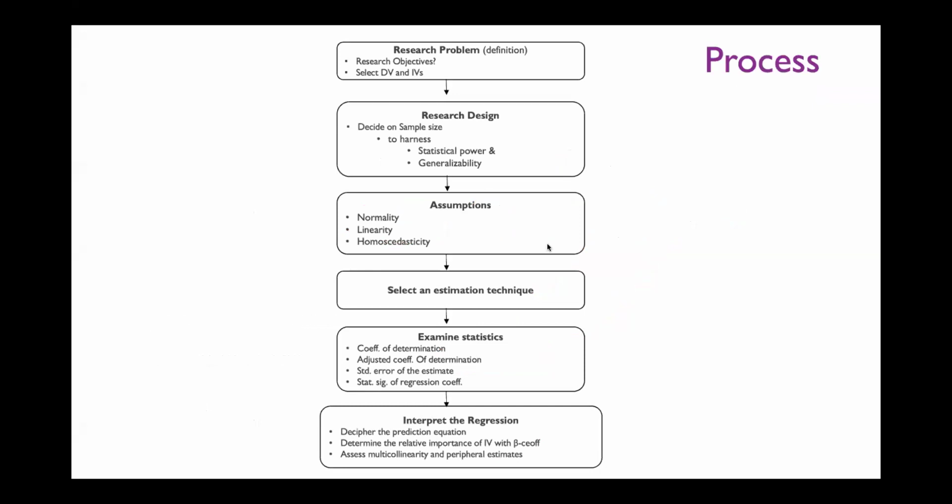Now, what is the process of regression analysis? Again, you define a research problem by defining the objectives and the dependent and independent variables which you derive from your literature review. So, इसका input of this stage comes from the literature review. After literature review, what happens is you design a research.